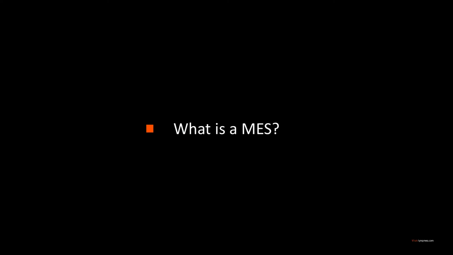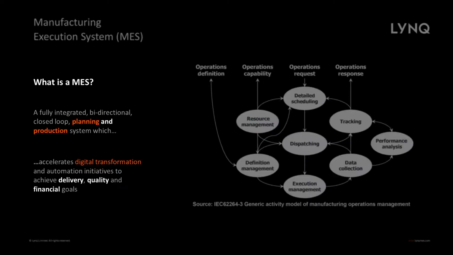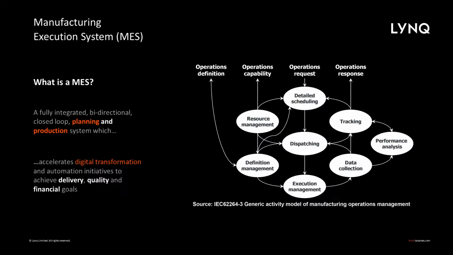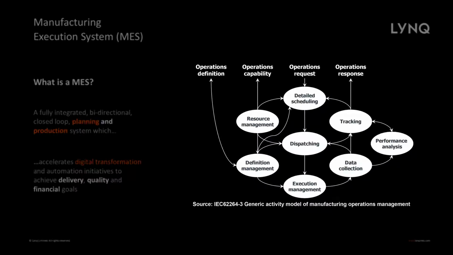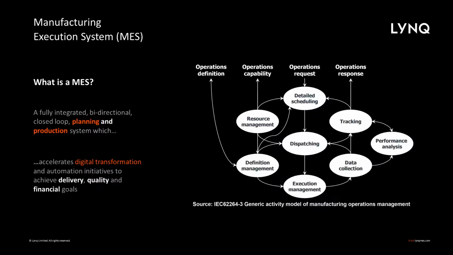So what is MES? MES is a fully integrated bidirectional closed-loop planning and production system which accelerates digital transformation and automation initiatives to achieve delivery, quality and financial goals. LYNQ MES for MYOB Advanced is formed around the International Standard for Manufacturing Operations Management, IEC 62264. Everything needs to be integrated to get the benefit.